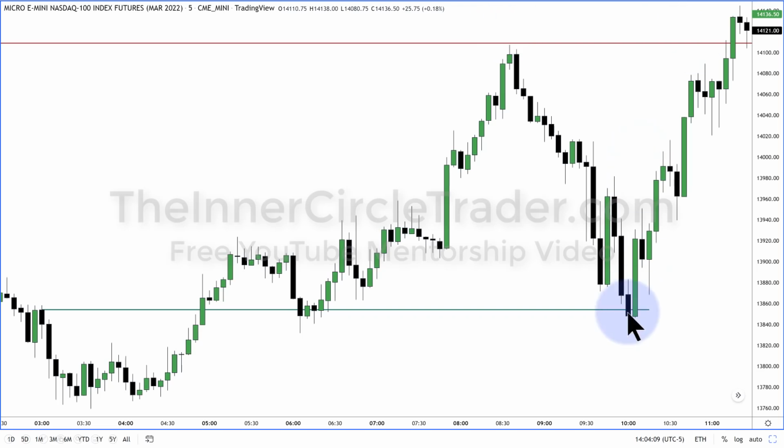So if they're going to send the price higher from here and start rallying, that supposes that there's someone that got on board long here. Where would their ideal exit be?